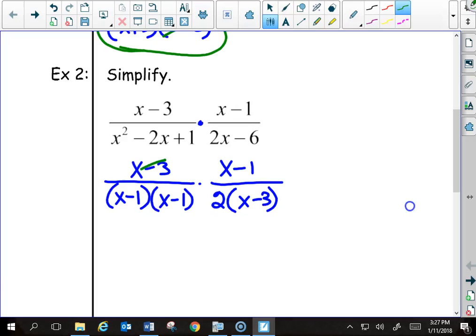Okay, so when we look at the 2 fractions, and by the way, we can reduce across fractions. For example, x minus 3 in the first fraction will reduce with the x minus 3 in the denominator of the second fraction. And same with the x minus 1.